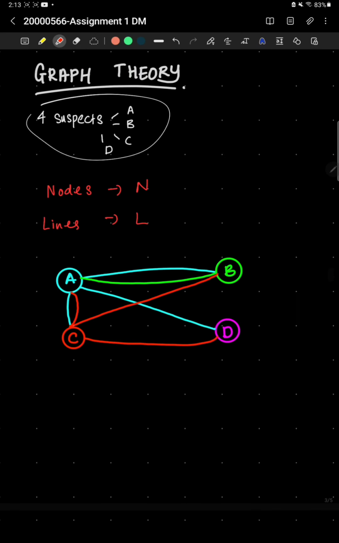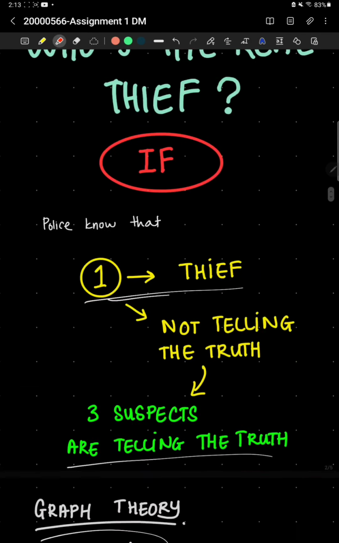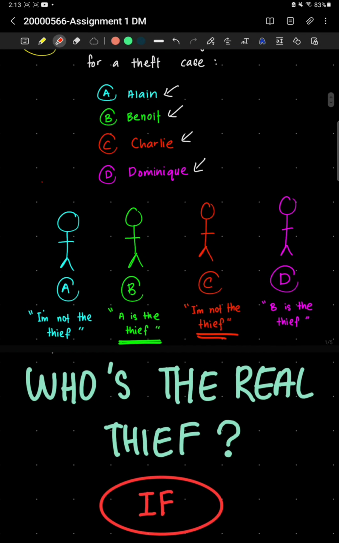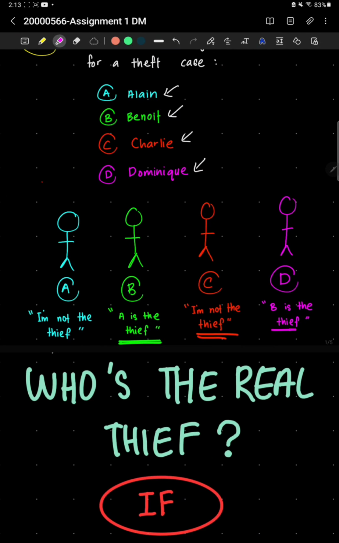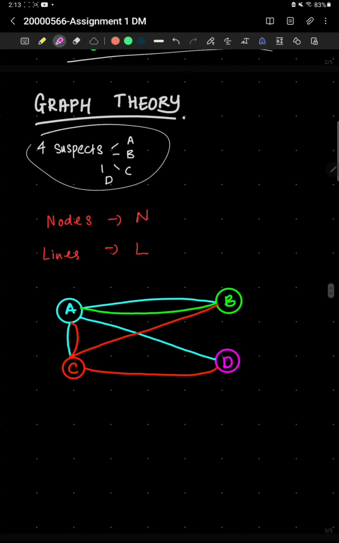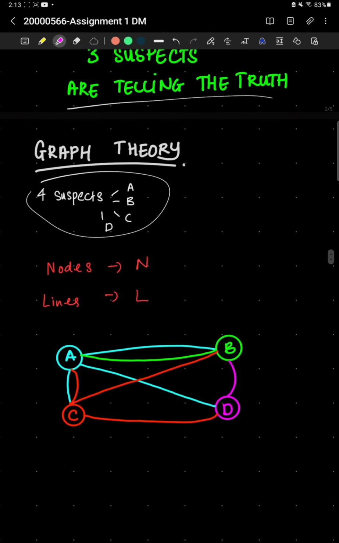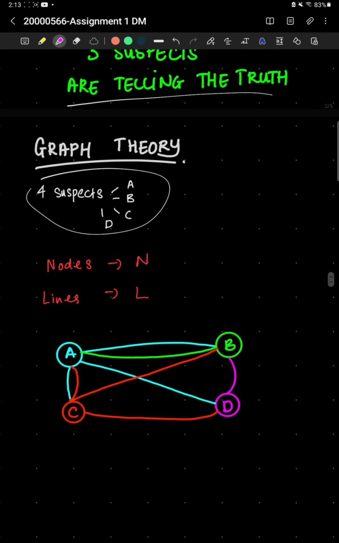Okay, done. So now we are going to the last suspect statement, which is D, Dominic. Dominic said B is the thief. So now he is only accusing B. So D accused B. Done. This is our graph theory. Sorry if it does not look that good, but it should be like that.